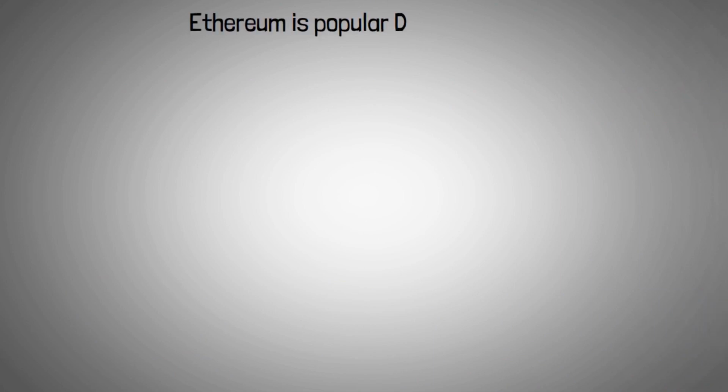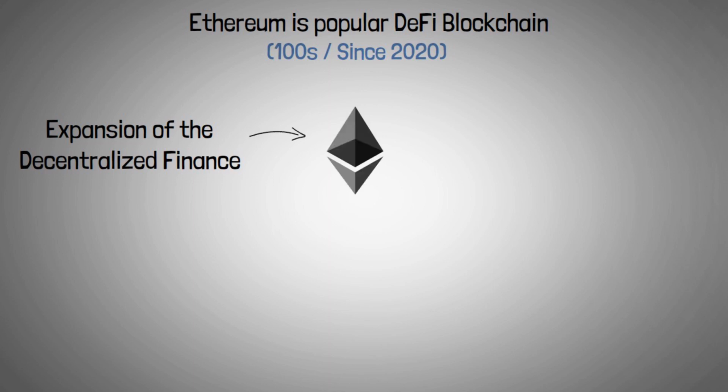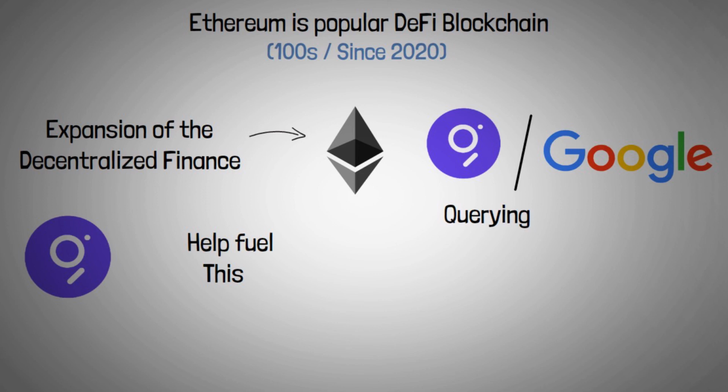Ethereum is by far the most popular DeFi blockchain, with hundreds of platforms launching since 2020. The recent expansion of the decentralized finance sector has expanded Ethereum's market position yet again. As such, Graph is positioned perfectly to help fuel this development. The Graph has even been compared to Google for features like querying and indexing the data it holds, and it holds the record of being the first of its kind.